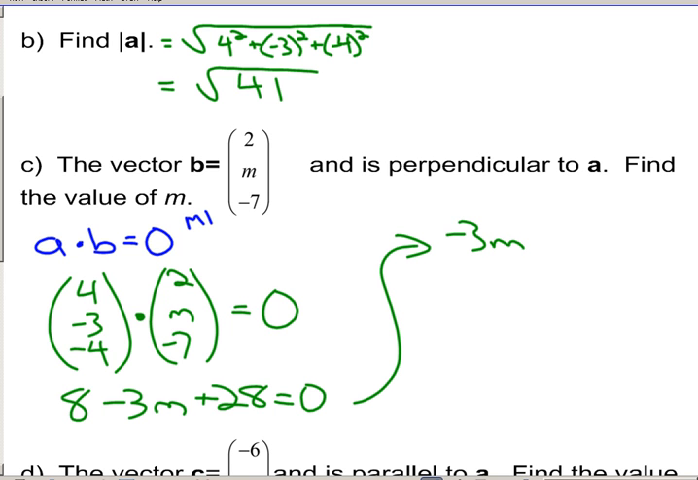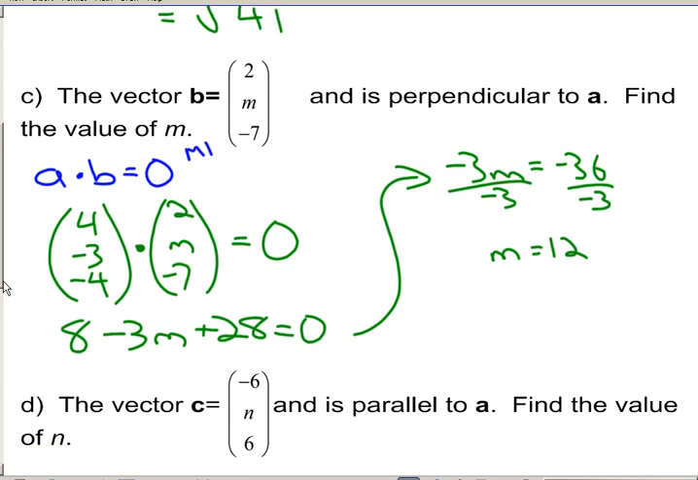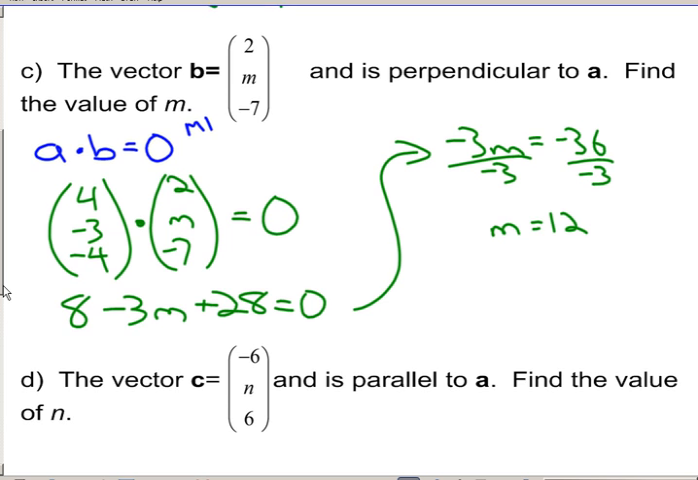We get negative 3m equals negative 36. Divide both sides by negative 3. And we're going to get m equals 12. You could plug that back in and just verify that it actually does give you a scalar product of 0. But assuming we've solved it properly and have done everything right with our equation, it should work out.